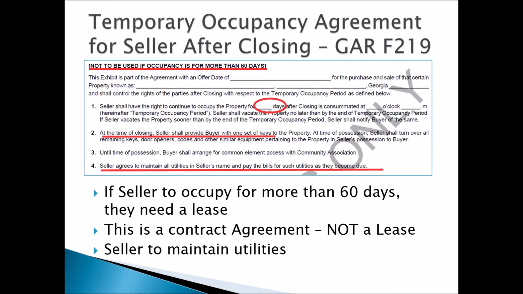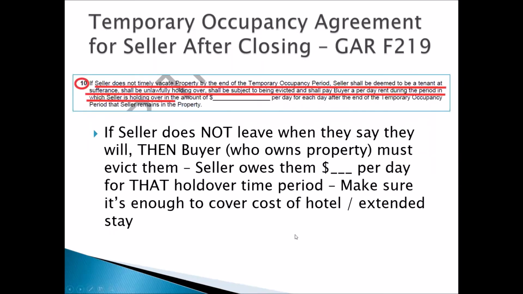And basically it says the seller has the right to occupy the property for X number of days after the closing is consummated. And at the time of closing, the seller has to give the buyer a set of keys, and the seller who's now in the property but doesn't own it maintains all the utilities. Now, if the seller does not timely vacate the property by the end of the temporary occupancy period, the seller shall be deemed to be what's called a tenant at sufferance.